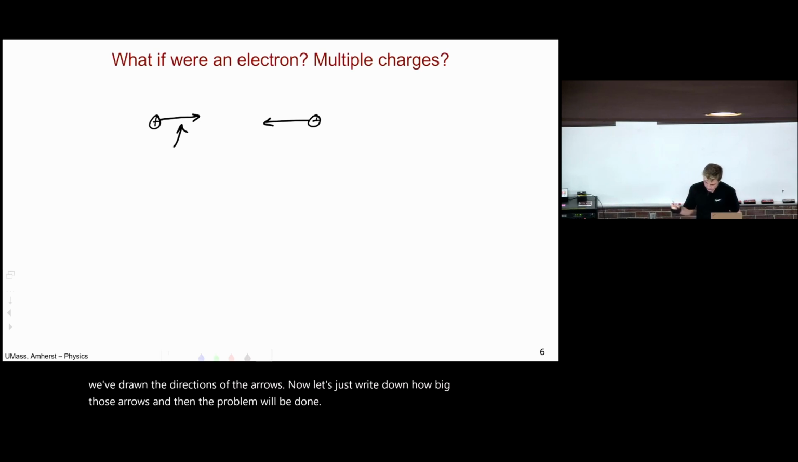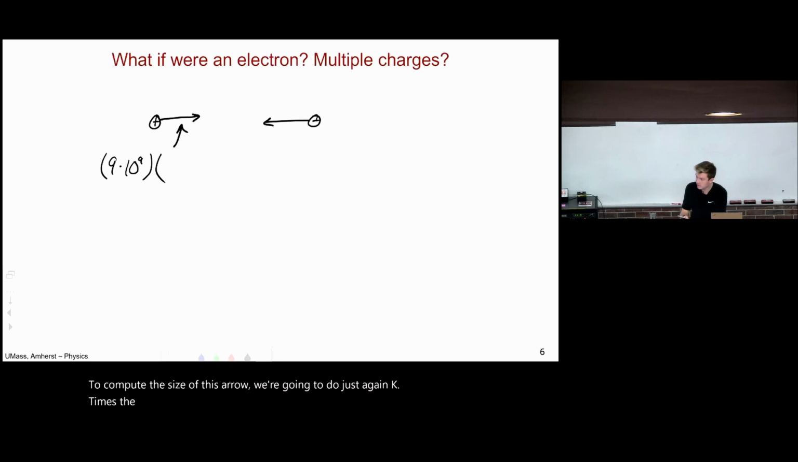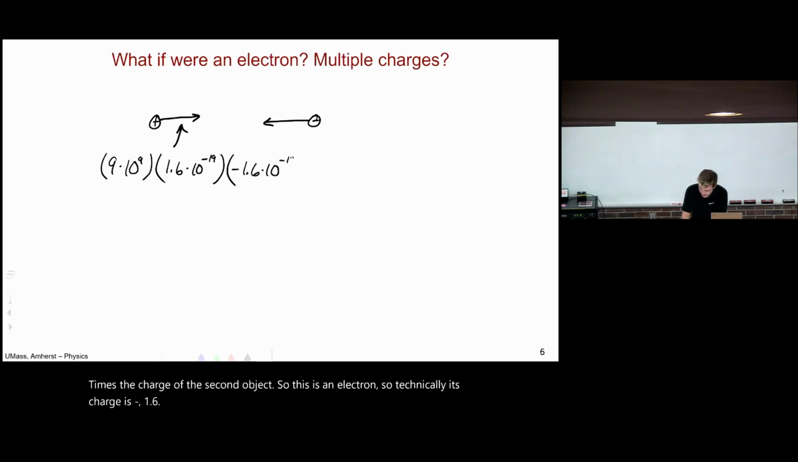So to compute the size of this arrow, we're going to do, again, k times the charge on one of the two objects. So we'll do the charge on the first one, times the charge of the second object. So this is an electron, so technically its charge is negative 1.6 times 10 to the negative 19.